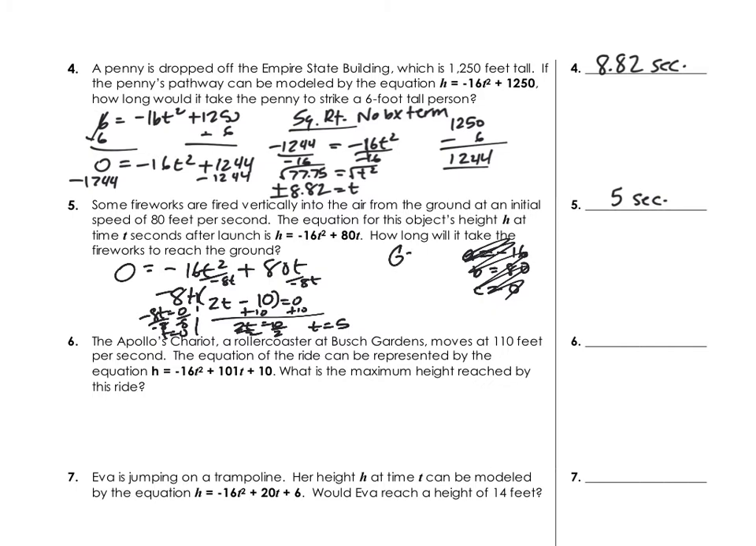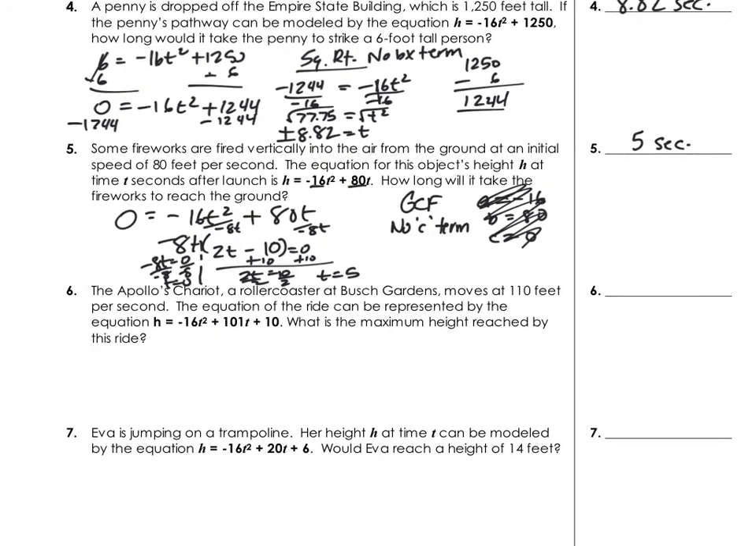Just did GCF. How did I know to do GCF? There was no C term. So that was my clue. Plus 16 and 80 have a common factor. It was really obvious to me that it was 8. All right, let's keep going.